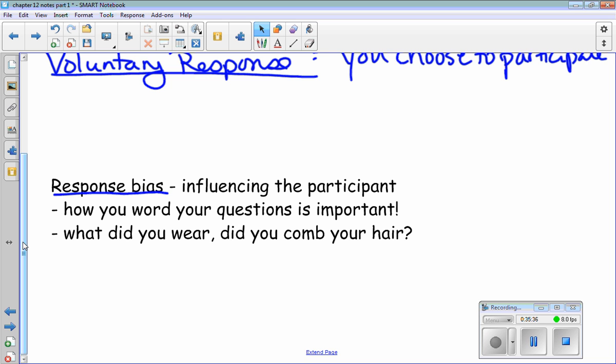Now, response bias. Different than voluntary response, different than non-response. Response bias is when the person asking the question tries to influence your answer. So, for example, you can vote for president. You vote for this person. Are you going to do it? You should do it. You should vote for my person. That is response bias.